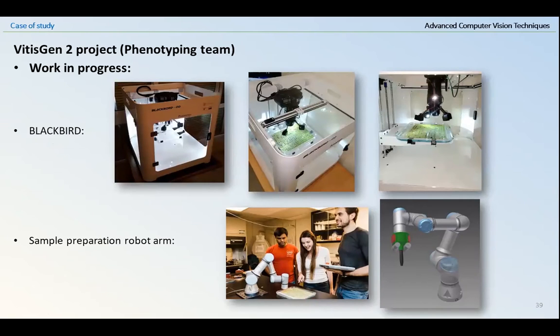And just for finishing, we currently have 2 different systems that we are working on. First is the new version of the powdery mildew phenotyping robot, the Blackbird. You probably have heard about it. And the not-yet-named robot arm for sample preparation. We are importantly increasing the throughput on sample imaging, but we are still preparing samples manually, and we have this bottleneck in the whole process. So that's why we decided to purchase a collaborative robot arm that will help us with it.